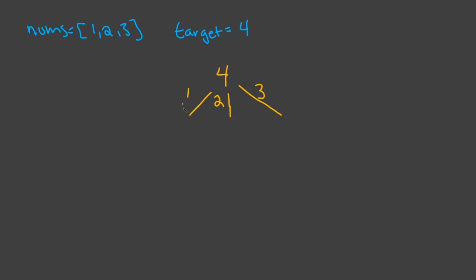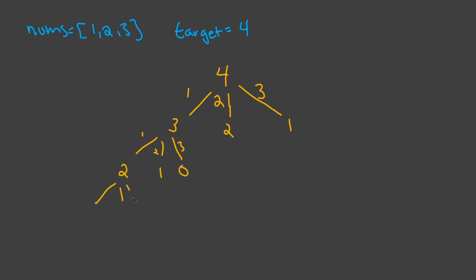So here we have 4 minus 1, that is 3. Here we have 4 minus 2, that is 2. And 4 minus 3 is 1. And now we do the same thing. We branch off from each one of these, and we subtract 1, 2, and 3. Well, we can see here that 3 minus 3 is 0, so that's a valid answer. And 3 minus 2 would be 1. 3 minus 1 would be 2.